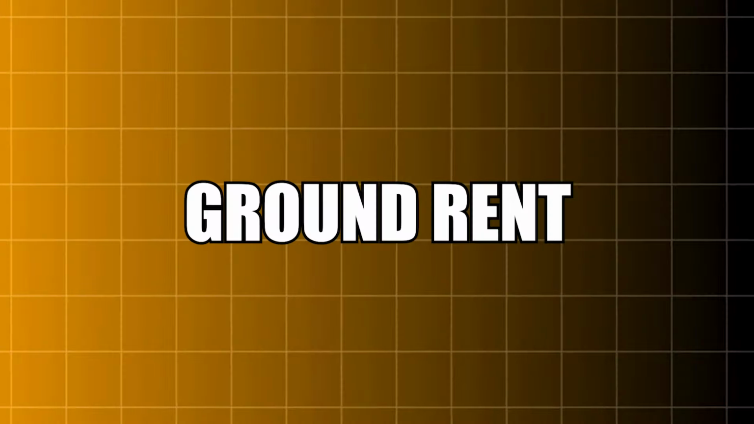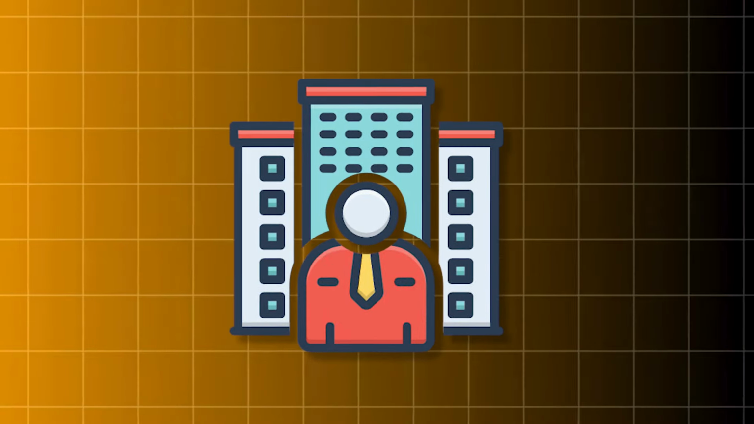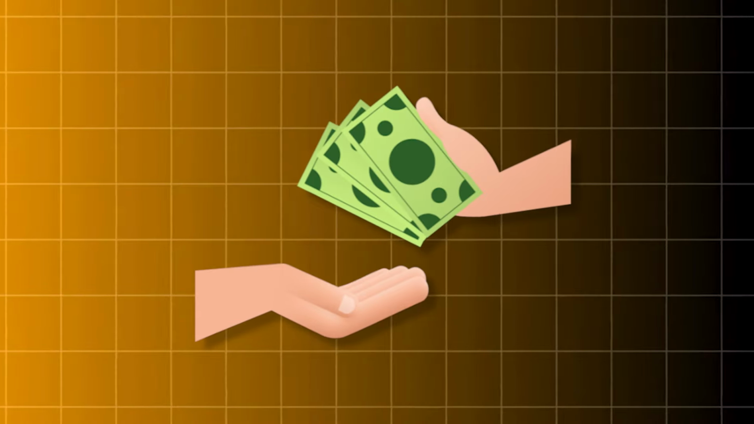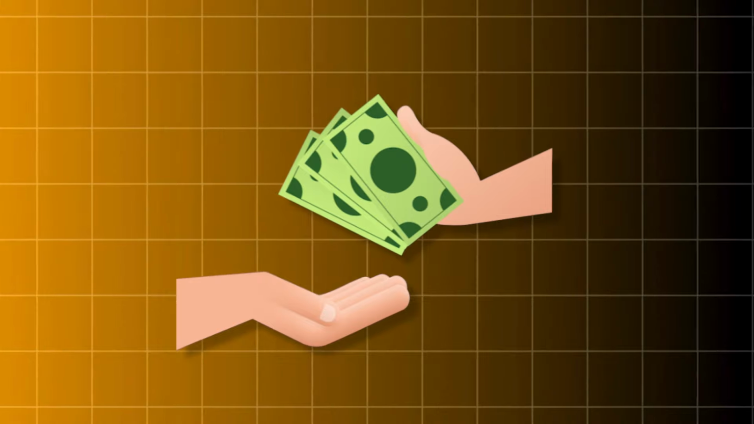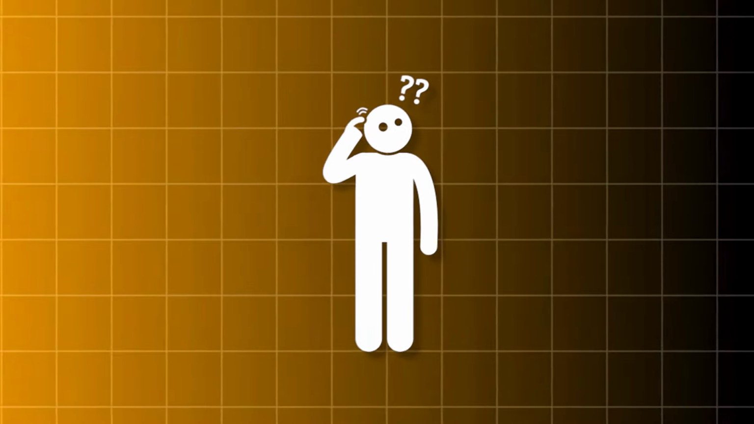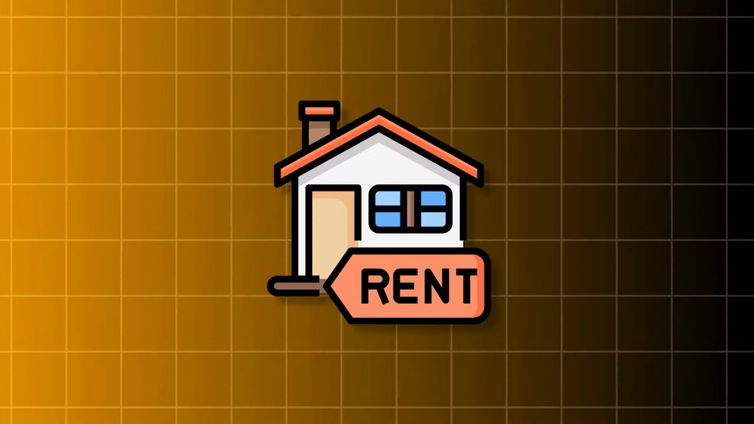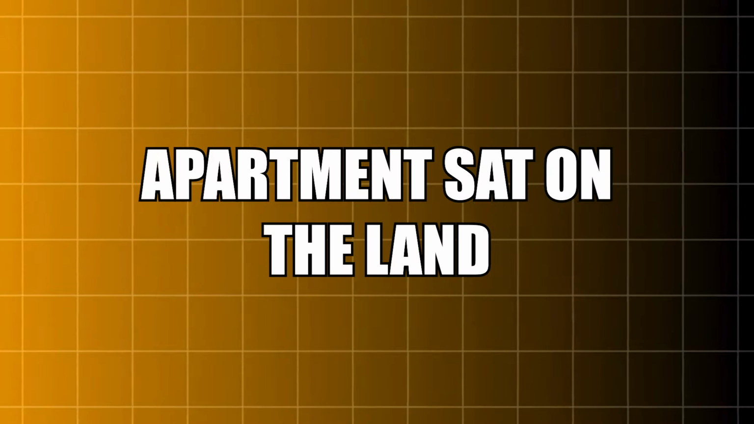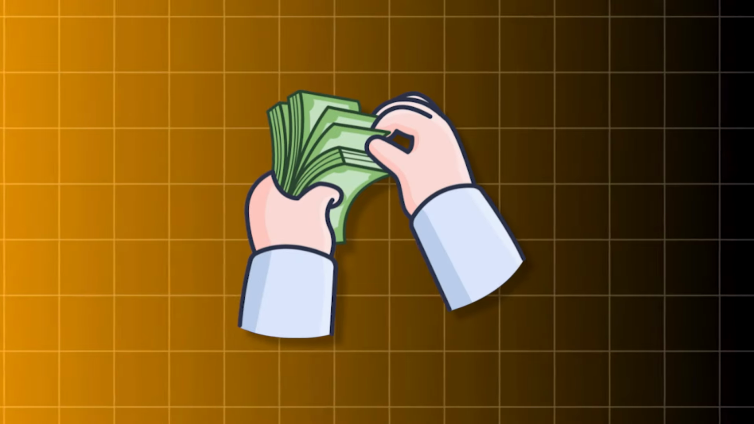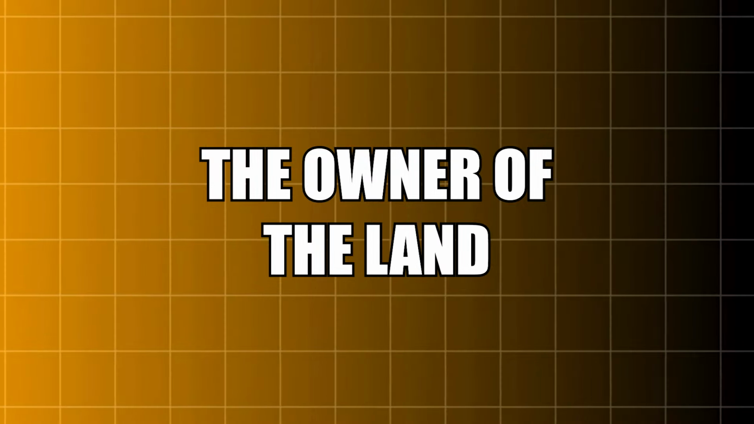Number 3, ground rent. Now, this is important. If you own an apartment, you also pay ground rent. You pay the ground rent to the freeholder. You may be thinking, what is ground rent? Ground rent is the rent you pay for having your apartment sat on the land where the building is built. And that amount is paid to the freeholder, the owner of the land where the property sits.